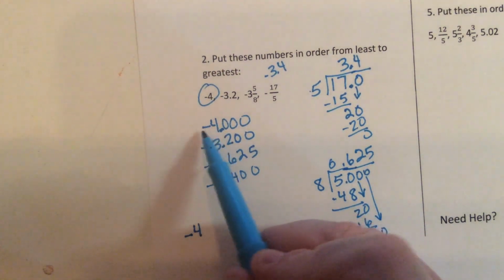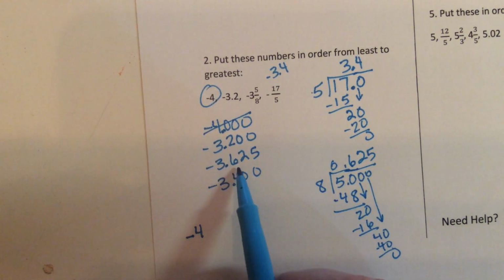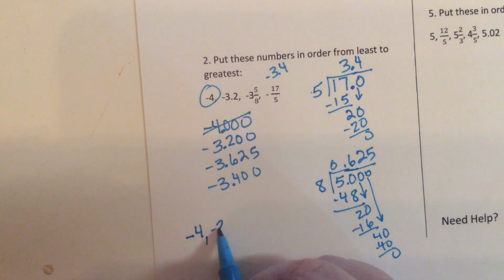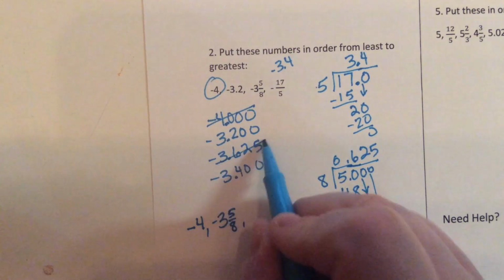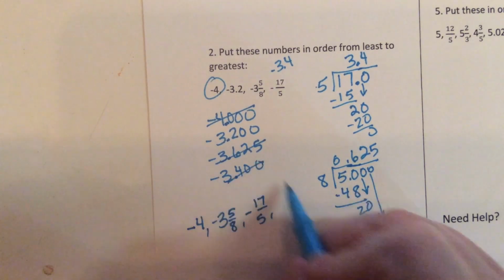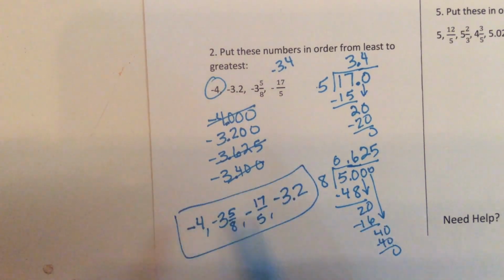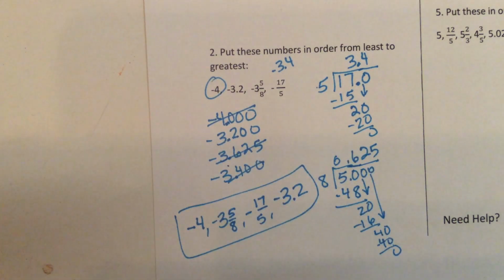Okay, now what next? The one that looks the biggest is this one, negative 3.625. So it is negative 3 5/8. Okay, then the 3.4, so that's negative 17 fifths, and then negative 3.2. And that is my answer. But this is how you prove it. You line up your decimals, you make them all decimals, okay?